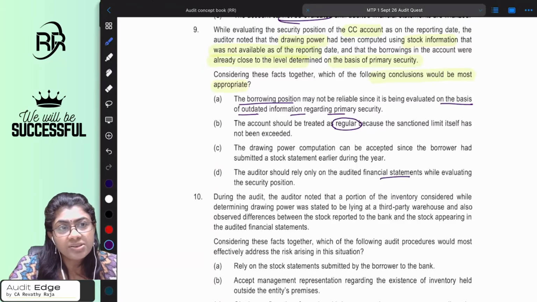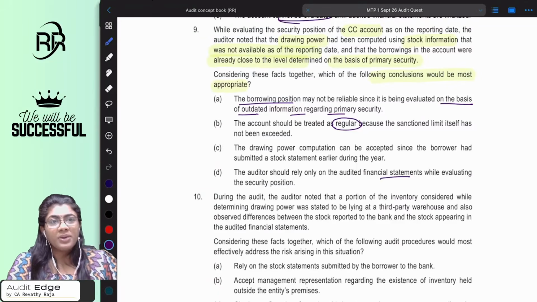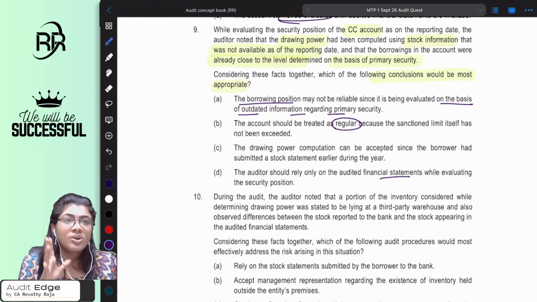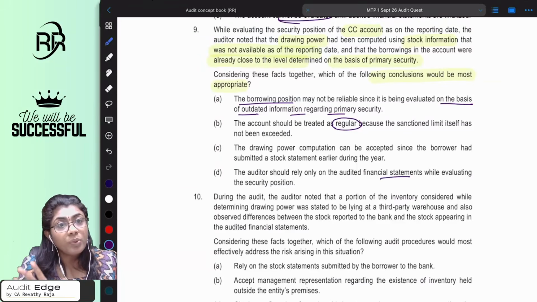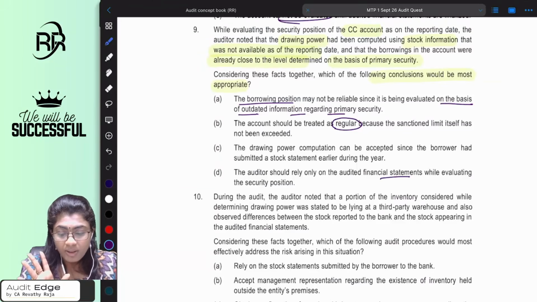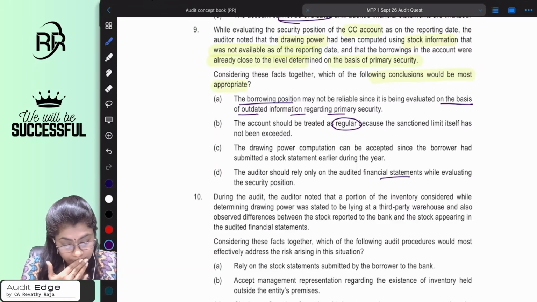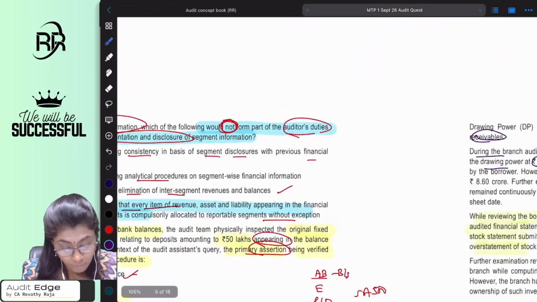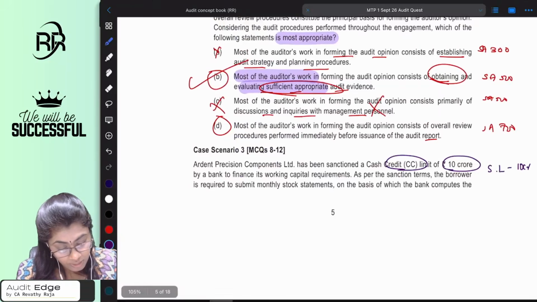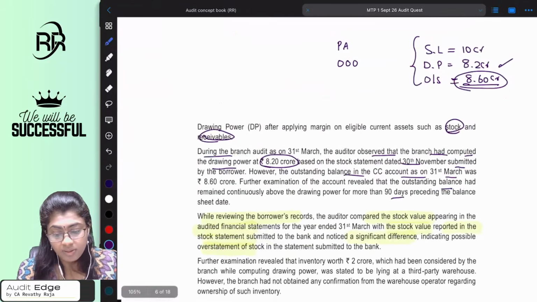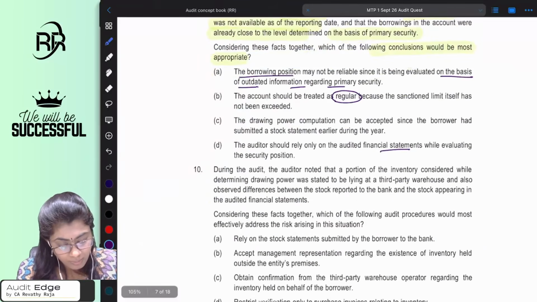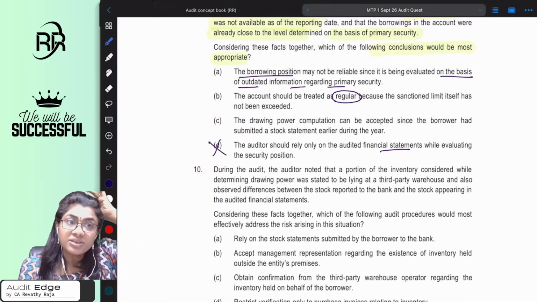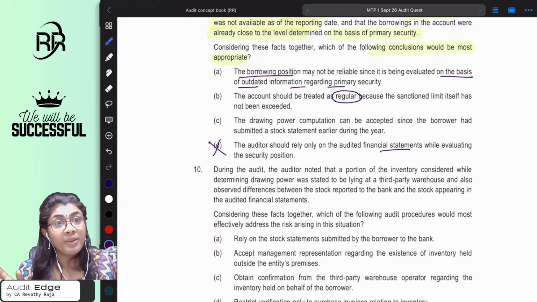See, the bank calculates the drawing power, guys. They don't blindly rely on the statement submitted by the borrowers. The bank calculates based on their own estimates. If they have doubt, they will recalculate. Here, there is some issue. Mind you, you are the auditor of the bank. Don't lose that flow. So you cannot blindly rely on the audited statements. You cannot blindly rely. Then why a bank auditor?